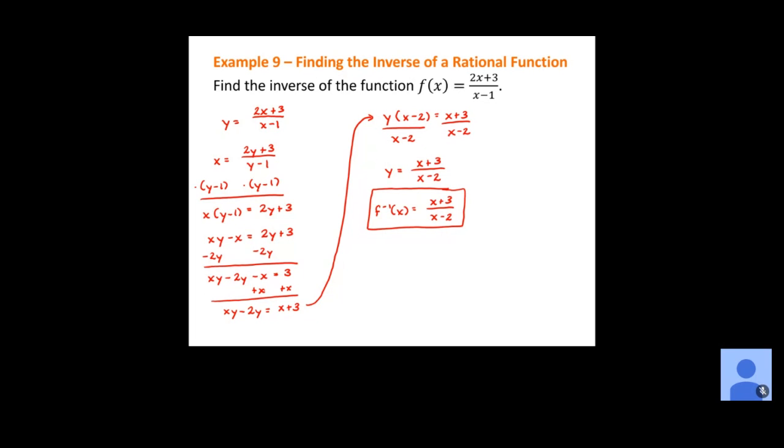But again, in general, the steps are going to be: rewrite f of x as y, switch your x and y values. If you have multiple x's or y's, make sure you're switching all of them. Then you're going to resolve that equation for y, get y by itself, and then just label it as f inverse once you get y by itself.